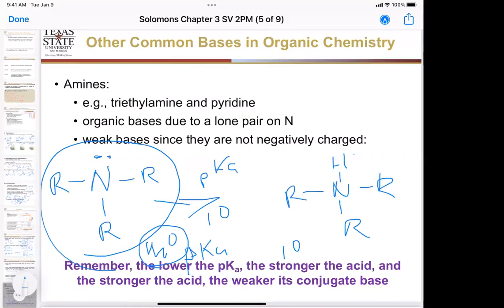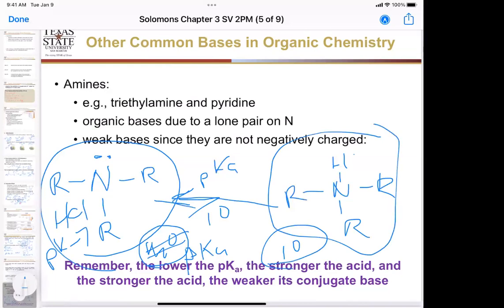So which way is the reaction going to go? We always go to the weaker acid. So it's going to go back toward water and the amine. But if we were to do something with HCl, the pKa would now be -7, and the pKa of the conjugate acid is 10. So which way is it going to go? It's going to go to the weaker acid, so it's going to go to the protonated nitrogen.